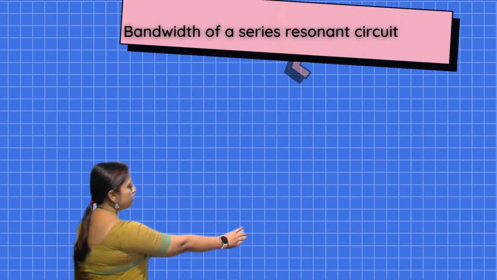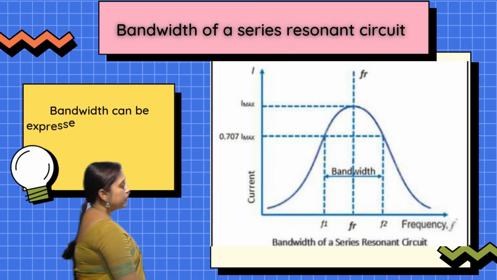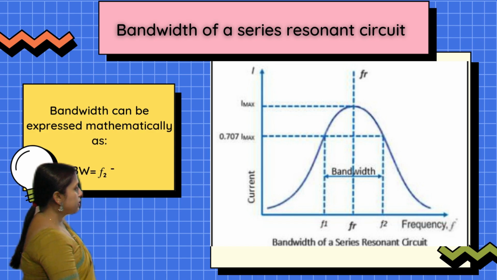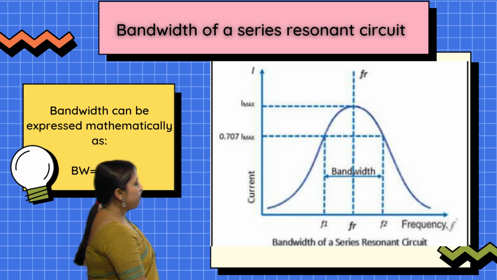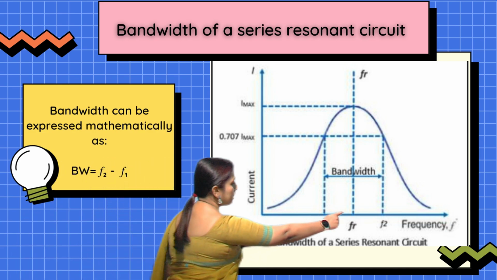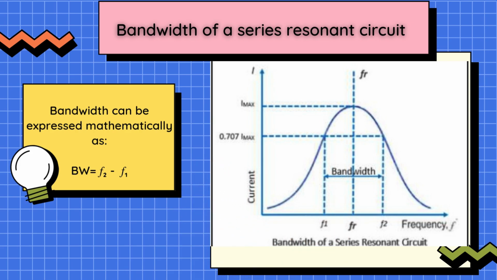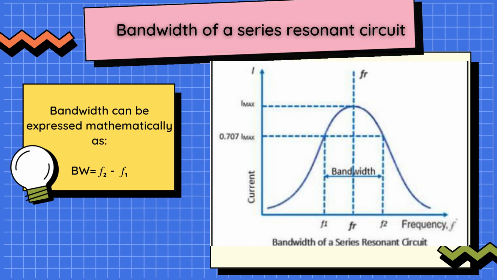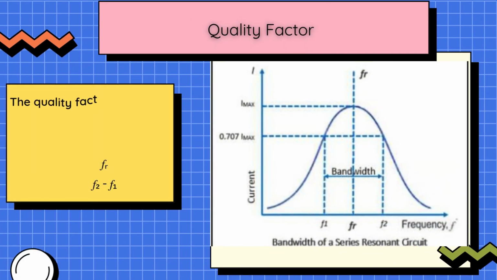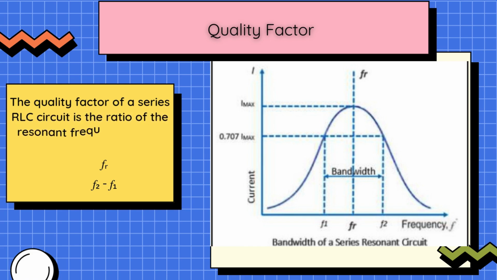This figure shows the bandwidth of a series resonance circuit. The bandwidth can be expressed as the difference between the edge frequencies, that is F2 and F1, and from this we can find the quality factor of a resonance circuit. The quality factor of a series resonance circuit is the ratio of the resonant frequency to the bandwidth.